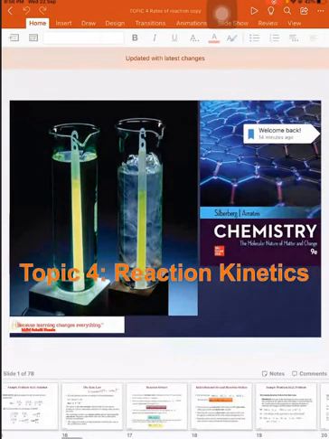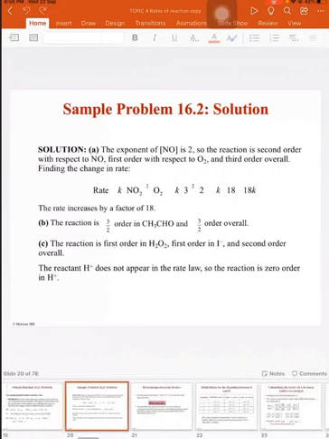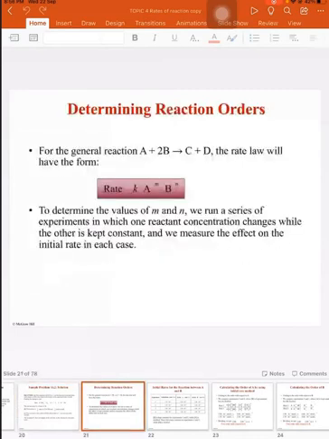Okay, kita dah tengok, kita dah tahu macam mana nak deduce the individual order. Kita dah tahu macam mana nak tahu the impact to the rates of reaction if we double, if we triple the concentration. And now we know that the reaction order only can be determined by using experimental data. So apa yang kita nak belajar sekarang adalah how to determine the reaction order.